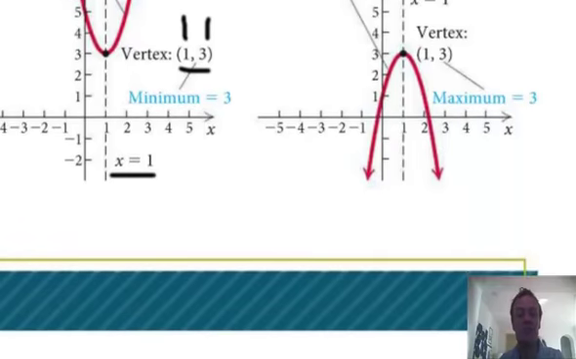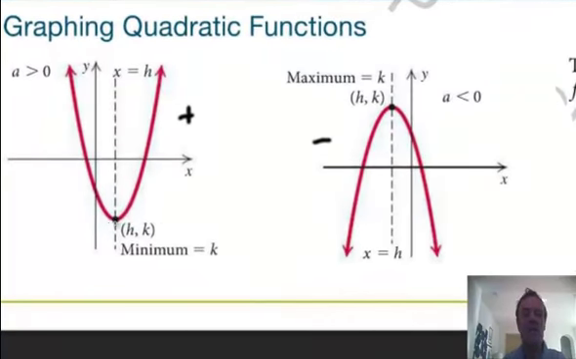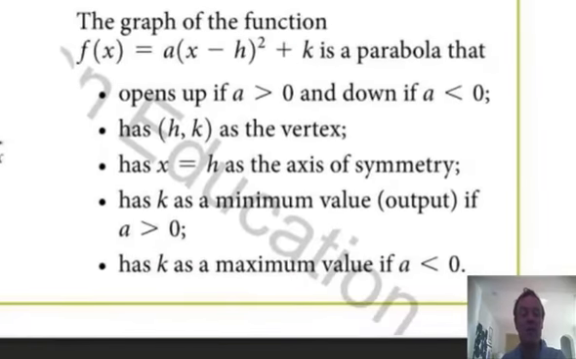Okay, and if we look at some quick connecting the concepts, here we go. So this one, let's have a look. This is a positive one. This is a negative one. But here's the vertex, so the minimum is at k. The minimum is k. The axis of symmetry is the h value. Again, the axis of symmetry is the h, the x coordinate, and the maximum this time is the k, when it's a negative version of the x squared.